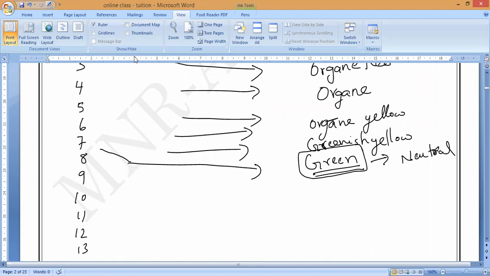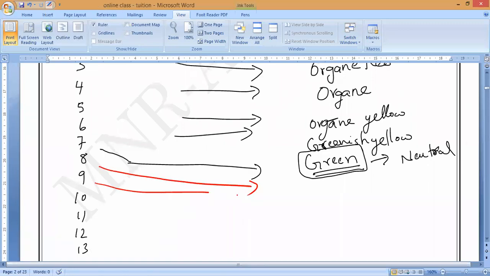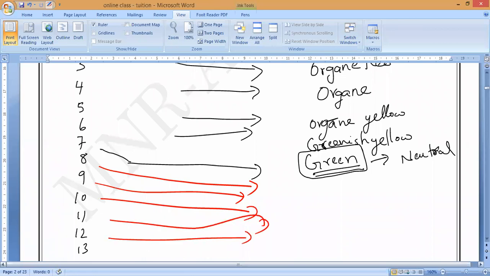That is, you have to remember it. pH value of 7 is green. Now, next it will go: pH value of 8, pH value of 9, pH value of 10, 11, 12, 13.